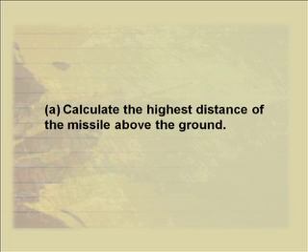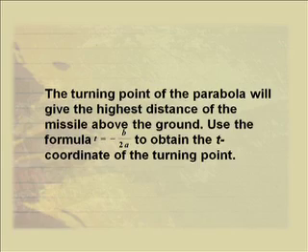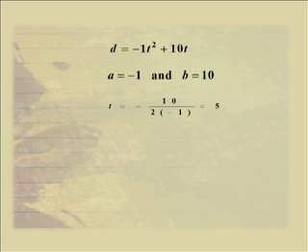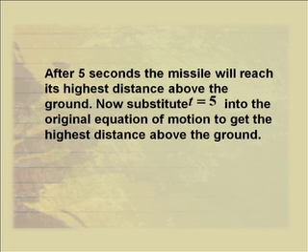So A, we have to calculate the highest distance of the missile above the ground. The turning point of the parabola will give the highest distance. So we use the formula t = -b/2a to obtain the t coordinate of the turning point. d = -1t² + 10t, so a = -1 and b = 10. Therefore t = -10/(2 × -1), which is 5. So after 5 seconds the missile will reach its highest distance above the ground.